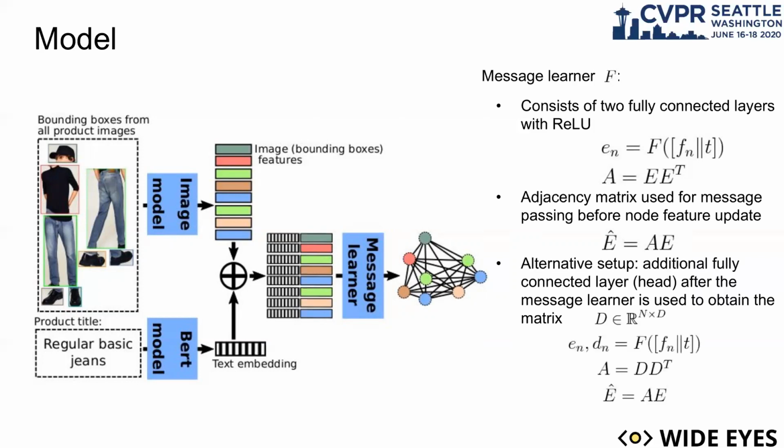Instead of working on the features themselves, we add an additional head to the graph learner in order to output features apart from E_n, which is shown as D_n. These features are again stacked together in order to get the matrix T. The matrix multiplication gives us the adjacency matrix again, and then we use this matrix to update the features.